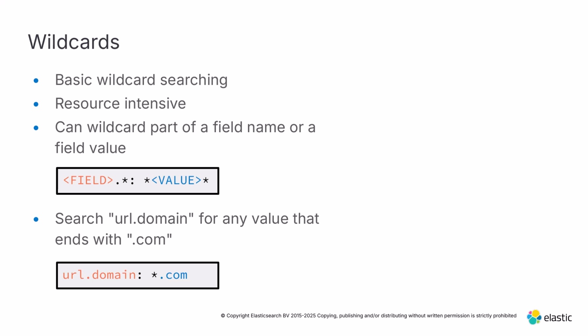Now to find a value that might exist anywhere in the field, you can actually add a wildcard on both sides. This can be an expensive search, and we can do it in our environment, but I wouldn't recommend this in a production environment. Let me show you what that looks like.